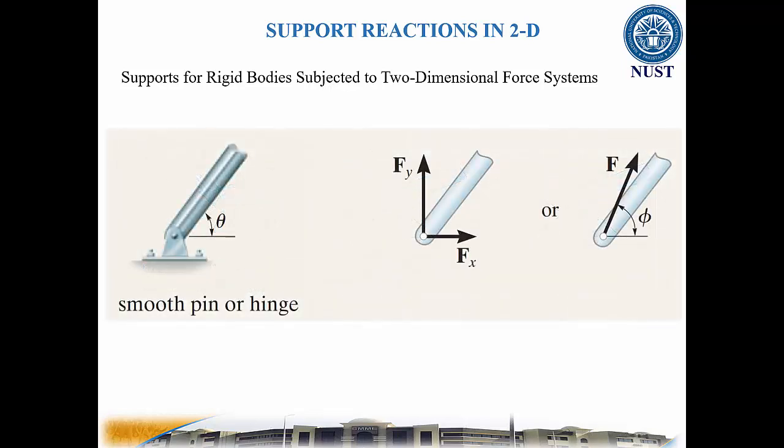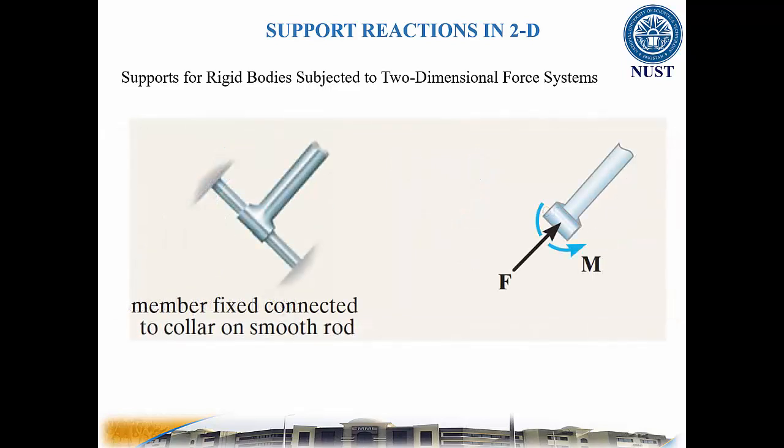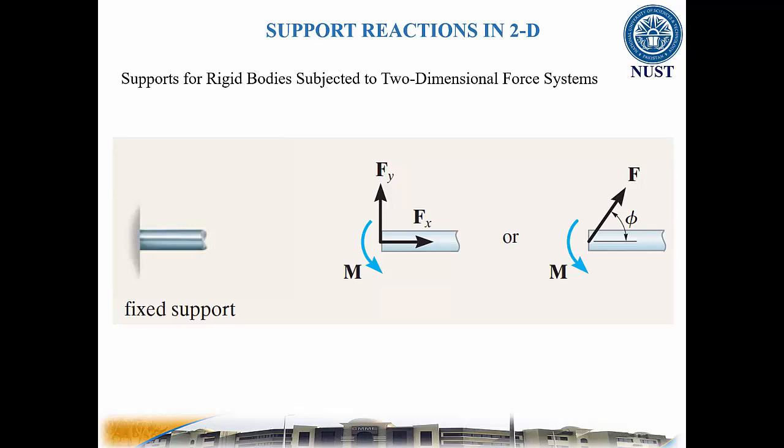In a smooth pin or hinge, there are two unknowns. The reactions are two components of force, or the magnitude and direction of the resultant force. In a member fixed connected to a collar on a smooth rod, there are two unknowns. The reactions are the couple moment and the force which acts perpendicular to the rod. Finally, in a fixed support, there are three unknowns. The reactions are the couple moment and the two force components.